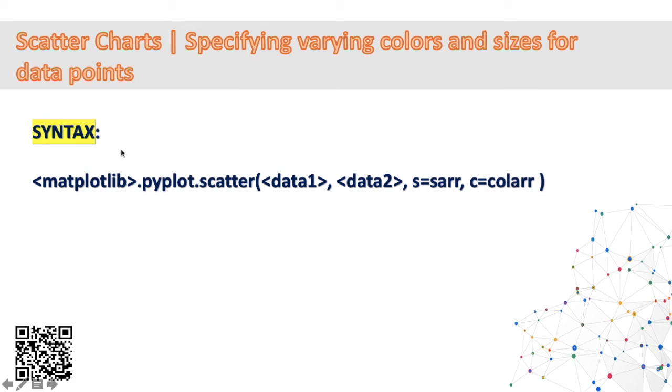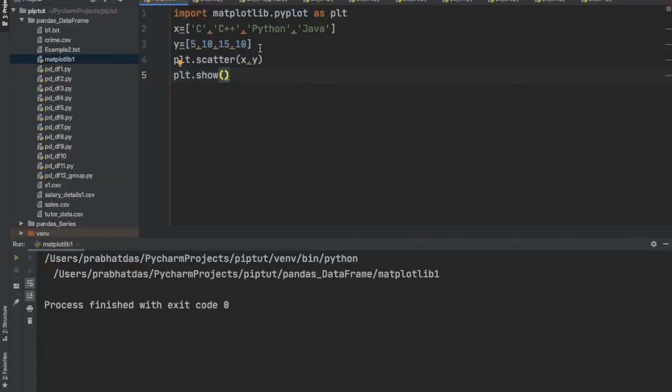Now let us try to understand the syntax practically. In this example I have the following data points: 5, 10, 15 and 10, and for all the data points I need different colors and different sizes. For sizes I will create one list, and for colors I will prepare one list. This is the list of sizes for all the data points. Let's say for the first data point the size is 100, for the second data point the size is 150, for the third data point the size is 200, and for the fourth data point the size is 150 as well. Now let us put different colors for each and every data point.